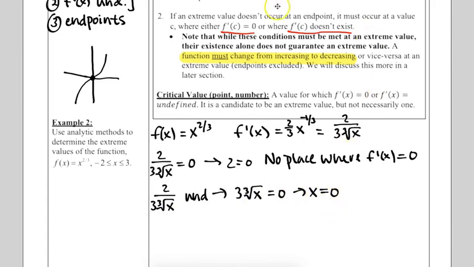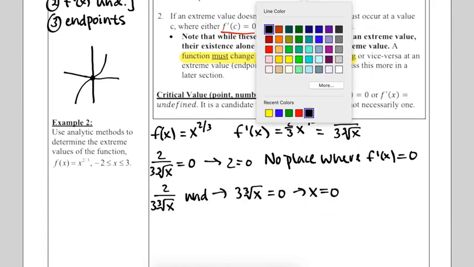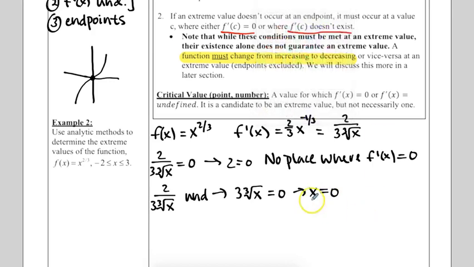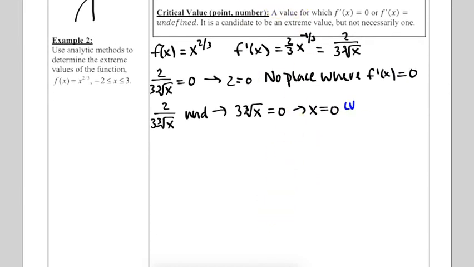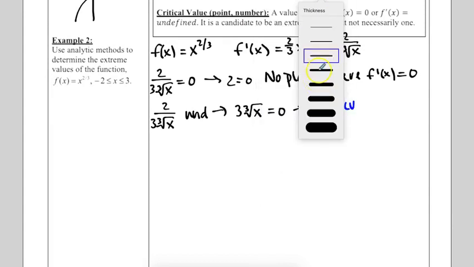So here we have our first critical value. And I think that's going to be our only critical value, since setting the derivative equal to 0 did not actually give us a critical value. Okay, so we have a critical value. Neat. What we're going to do is throw these into a table so I can see what my potential values might be.